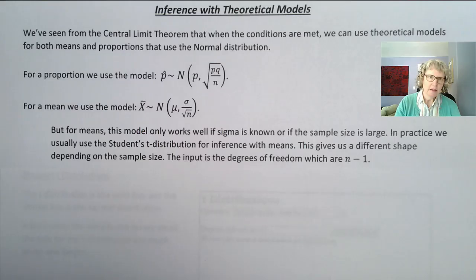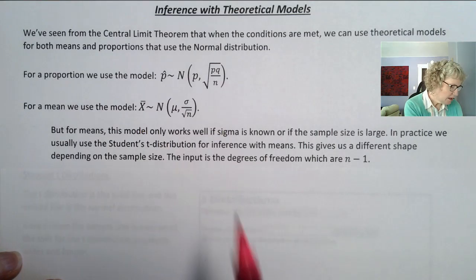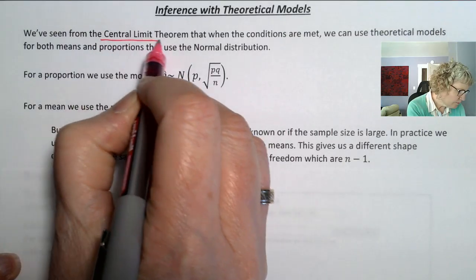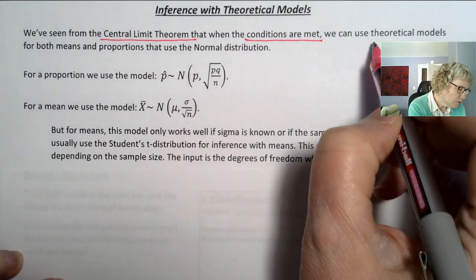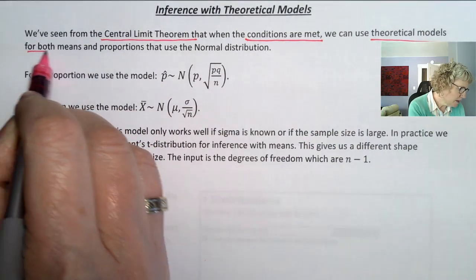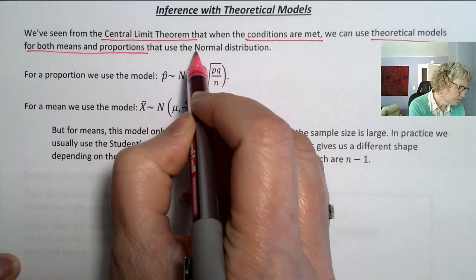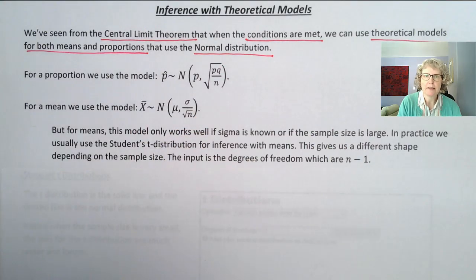So let's see what we've got here. So inference with theoretical models. So we've seen from the central limit theorem that when the conditions are met, of course, we can use theoretical models for both means and proportions. And that's what we were doing in the last section, using the normal distribution, right? If these conditions are met, then we can use the normal calculator.